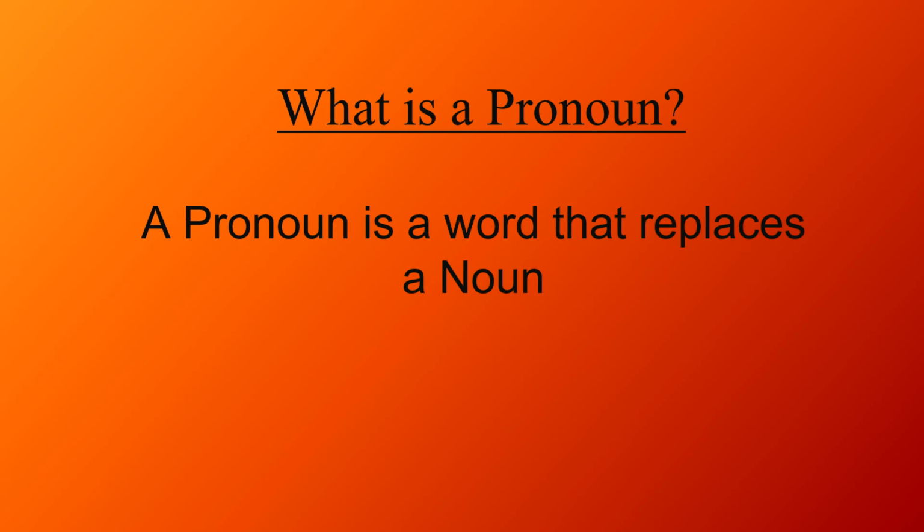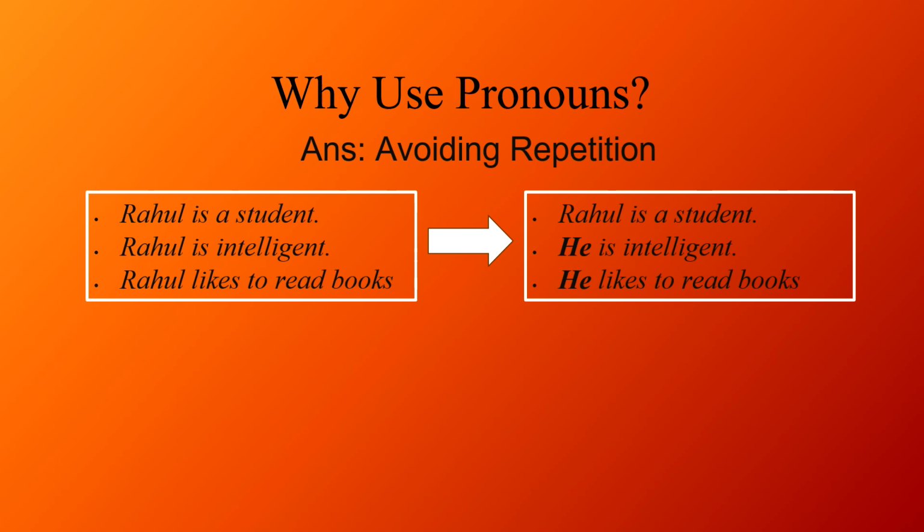What exactly is a pronoun? A pronoun is a word. This word takes the place of a noun. Remember, a noun is a name of a person, place, animal or thing. Why do we use pronouns? We use pronouns to avoid repeating the same noun many times. This makes our sentences sound better and clearer. We will see how now.